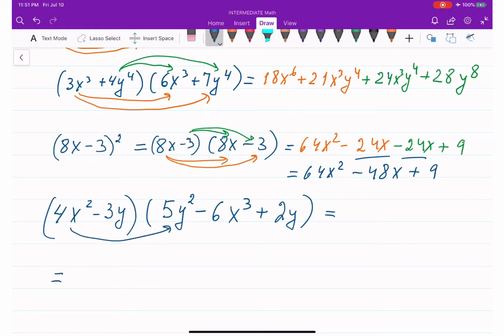4x squared times 5y squared, it's going to be 20x squared and y squared. Next, 4x squared times negative 6x cubed, it's going to be 4 times negative 6, negative 24. X squared times x cubed, it's going to be x to the power 5. 4x squared times 2y, 4 times 2 is going to be 8, and x squared y.